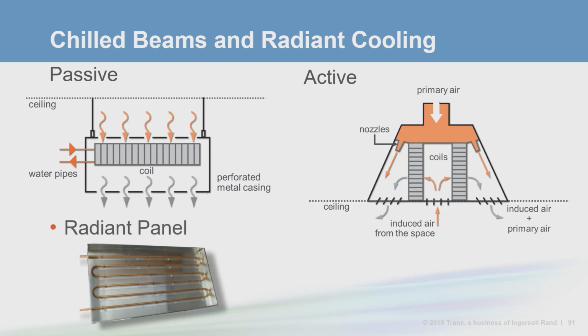A variation of the chilled beam is a radiant panel. These devices also distribute chilled water, but they are limited to the radiant mode of heat transfer. To prevent condensation in the space, chilled beams and radiant panels are sensible only with a higher water temperature, similar to the sensible cooling terminal unit system discussed earlier.